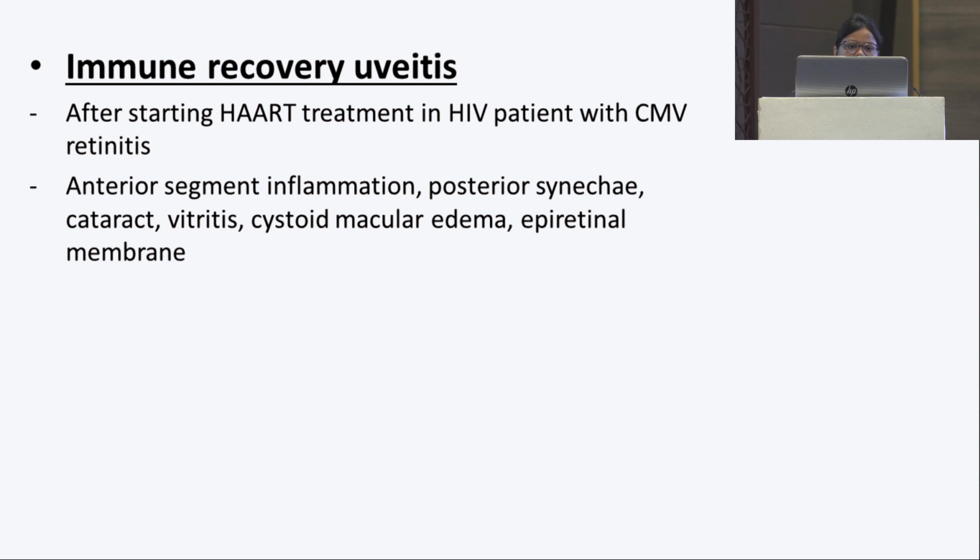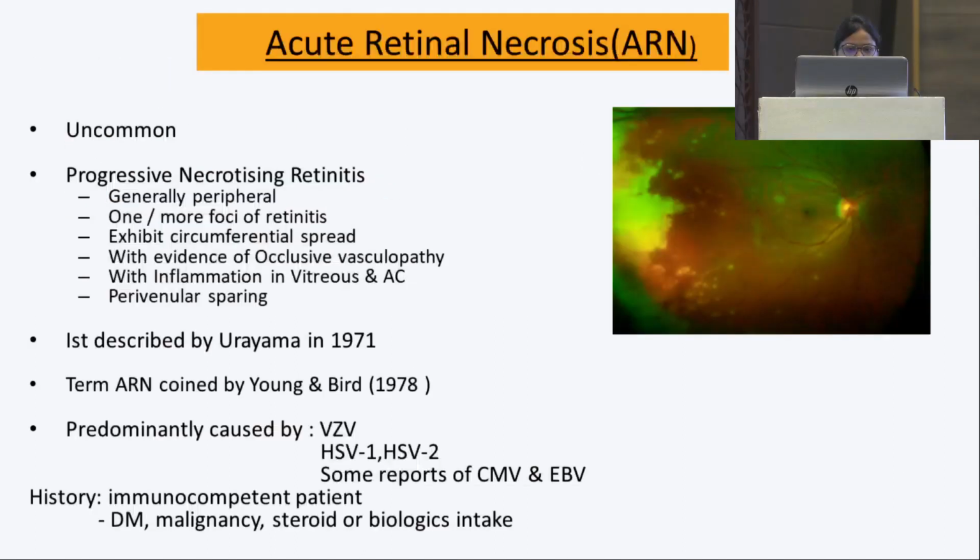Now, there is an entity called immune recovery syndrome, which is associated with HIV patients after starting HAART therapy, after which the patient's immune system recovers and there will be inflammation like anterior segment inflammation, posterior synechiae, cataract, vitritis. There can be macular edema and also epiretinal membrane. So in such cases, we'll start topical steroid therapy.